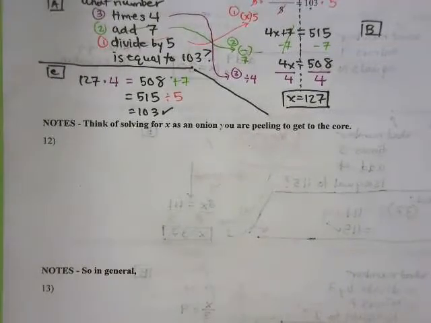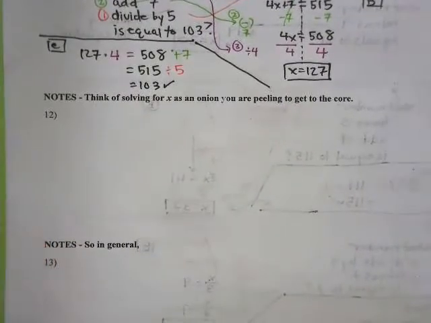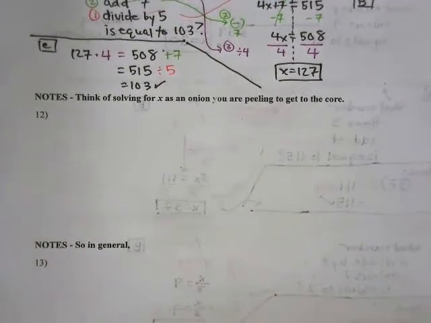I want to summarize what we have done so far by thinking of solving for x as an onion, and you're trying to peel to get to a certain core. If there is a core in an onion, you know what? I gotta check. But okay, the point is you're trying to peel, okay?